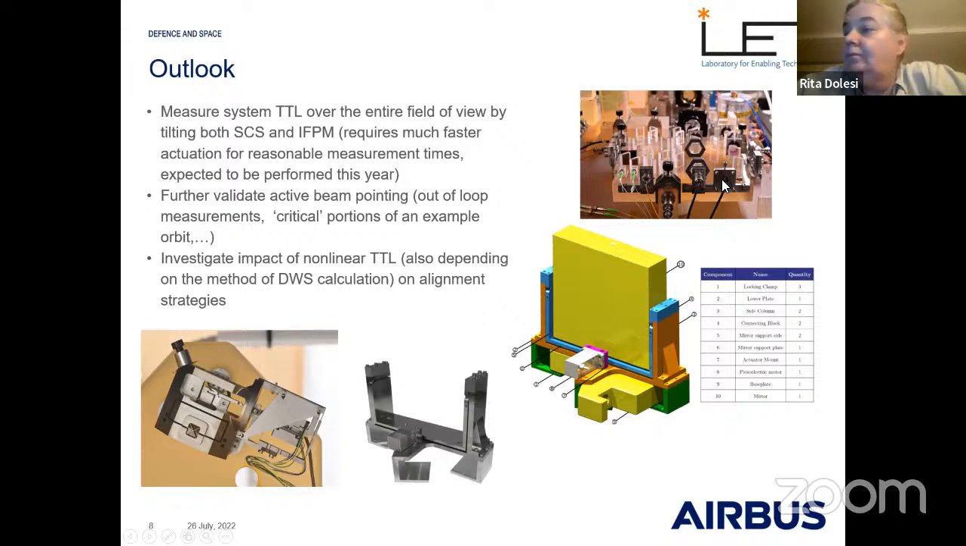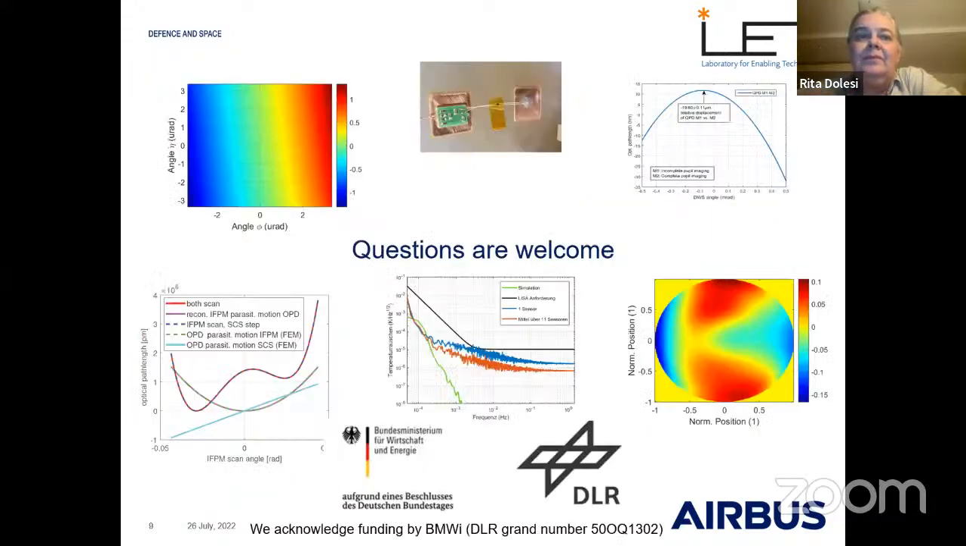The pupil imaging is not completed because we still wanted to do measurements of the longitudinal pupil positions. But this will also be done, and then we can do balance detection as well as these out-of-loop measurements. And last but not least, we will investigate the impact of nonlinear TTL. That also depends on the method of calculating the differential wavefront sensing signal, and also the alignment strategies may depend on how you evaluate the DWS signal. Okay, and with that, I would like to thank you, and questions are welcome.